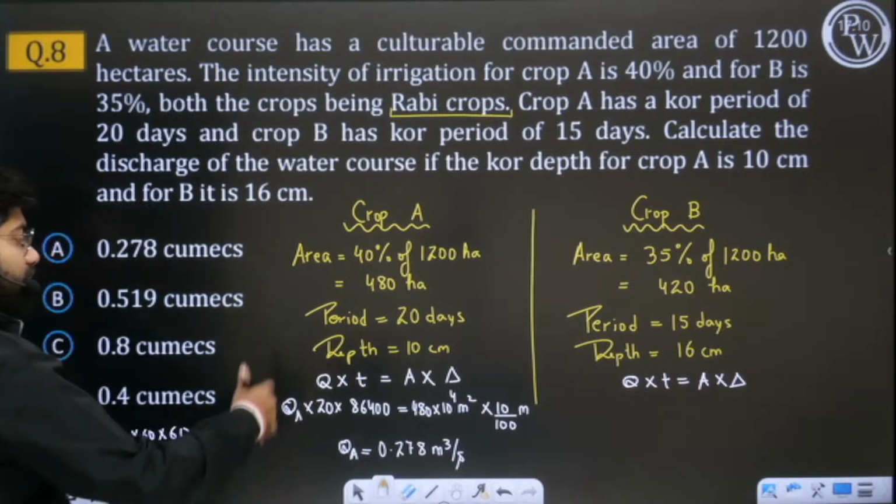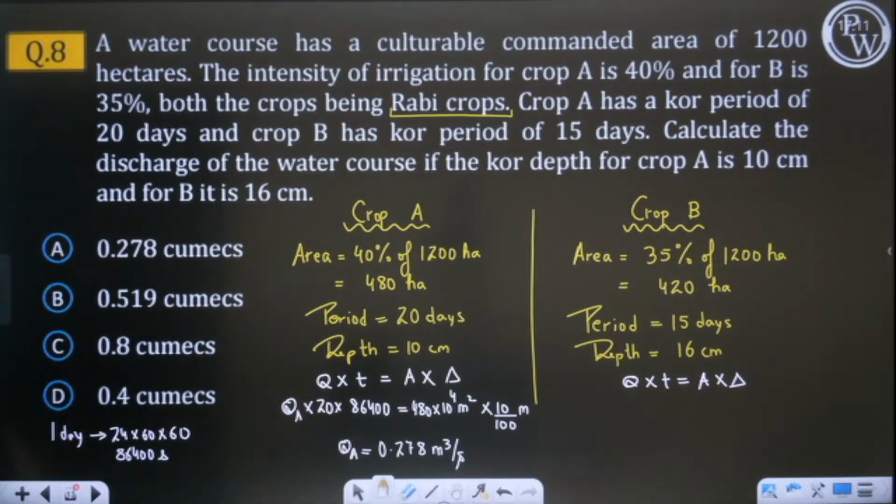Simply now find for crop B also, and remember this concept: Q into T is equal to area into delta.